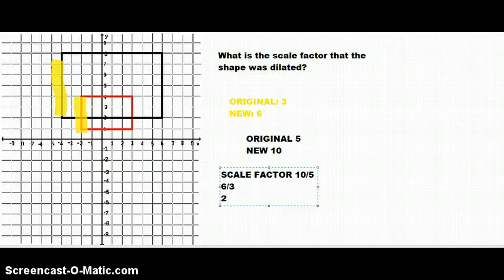One common mistake would be to put 5 over 10 or 3 over 6 and say that it has a scale factor of 1/2. You can tell if it's going to be a fraction or if it's going to be a whole number, a number bigger than 1. If it gets bigger, it's bigger than 1. If it gets smaller, then it's going to be a fraction.